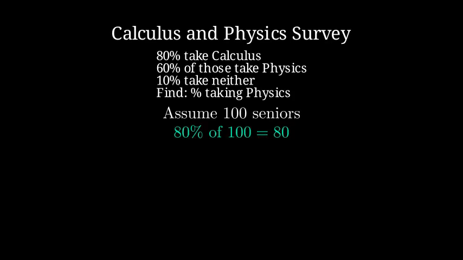80% of 100 is 80 students taking calculus. Now, 60% of the calculus students also take physics. 60% of 80 is 48. So 48 students take both classes. We are also told that 10% take neither class. That is 10 students. Let's organize everything in a 2 by 2 table.